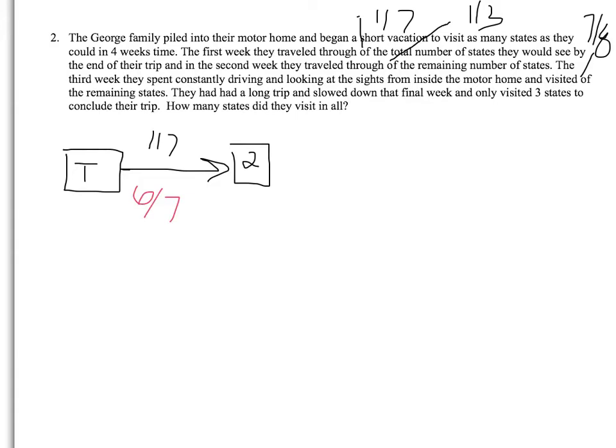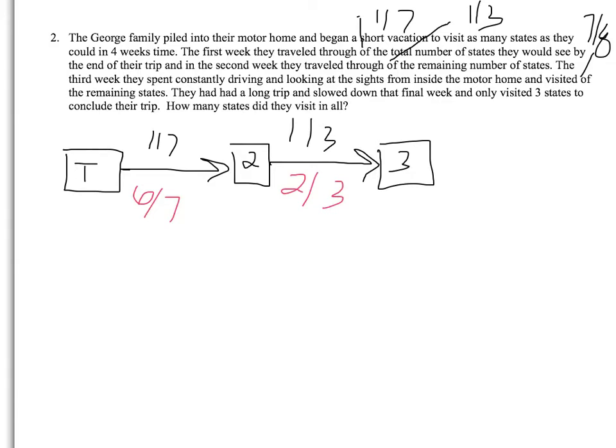Now, they traveled through 1/7 of those in the first week. And in the second week, they traveled through 1/3 of the remaining states. So they went through 1/3 of the states, and then they had less states that they were going to travel through. And once again, if they traveled through 1/3 of the states they're going to see, that means that they didn't go through 2/3 of the states that they were going to see.